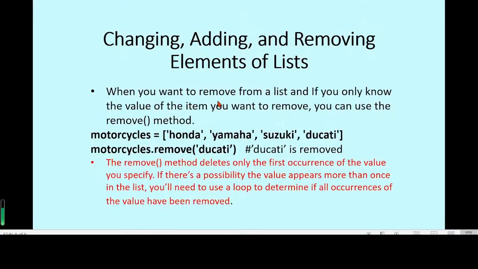When you want to remove from a list, if you know the value of the item you want to remove, you can use the remove method. So this is a list with 4 motorcycles. If we want to remove the item with this value, we can use motorcycles.remove Ducati. So Ducati is removed, but note the remove method deletes only the first occurrence of the value you specify. If there is a possibility the value appears more than once in the list, you will need to use a loop to determine if all occurrences of the value have been removed.